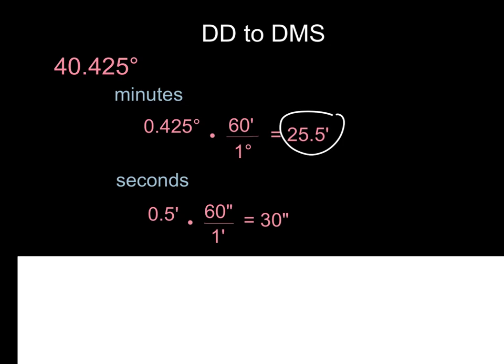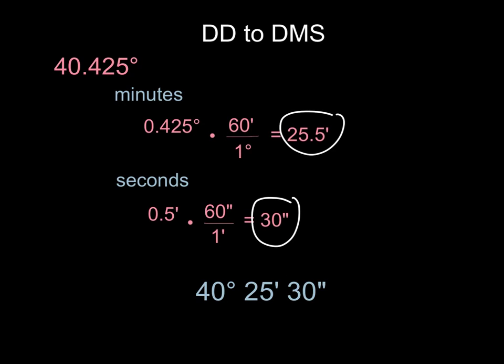Next, you will need to convert 0.5 minutes to seconds by taking 0.5 minutes and multiplying it by 60 seconds over 1 minute, and you will get 30 seconds. After finding the minutes and seconds, you can put it all together to get your answer of 40 degrees, 25 minutes, and 30 seconds.